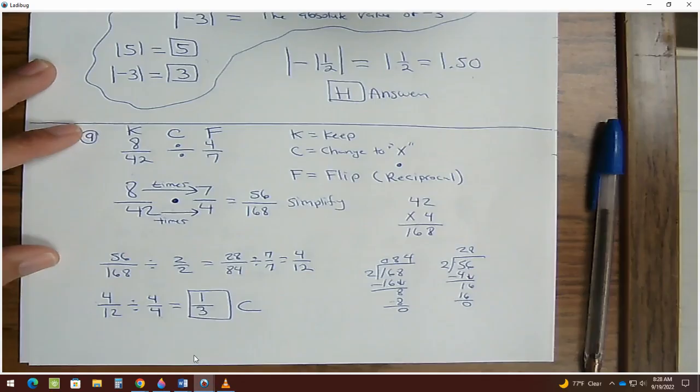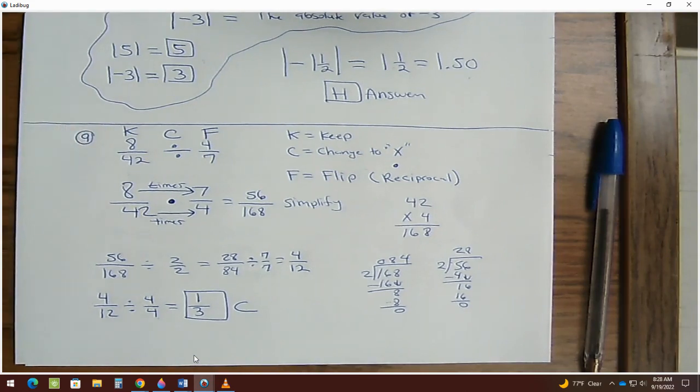So this one, a lot of things going on in this one. You're going to do number 10 at home, which is the same thing. First of all, I need to remember when I'm dividing fractions, it's going to be K, C, F. And what does it mean? K means keep, C means change to multiply, F means flip, which is the reciprocal.